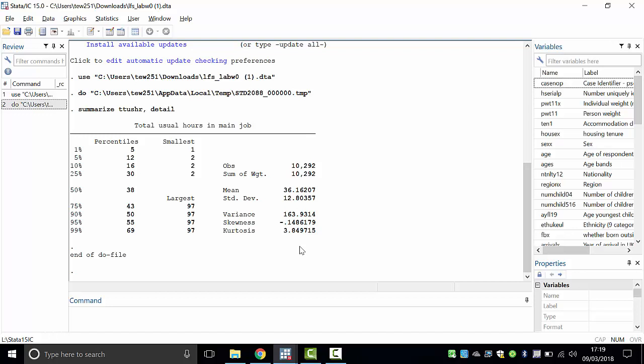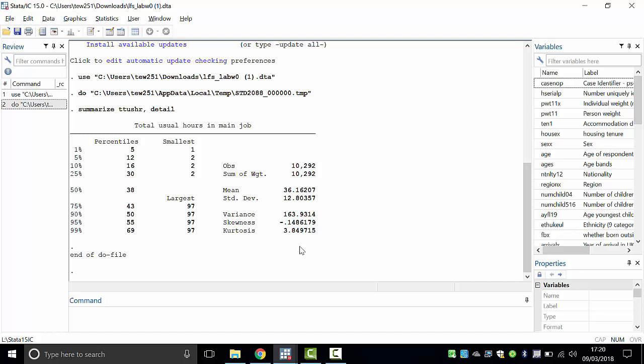Important thing is the mean, 36 hours in total. Average hours of work in a week is 36, which is fine, 35, 38 is fine. But look at another thing, is data normally distributed? What's the distribution of data? Can you check that? Take a look at skewness and kurtosis and tell me if the distribution is normal.